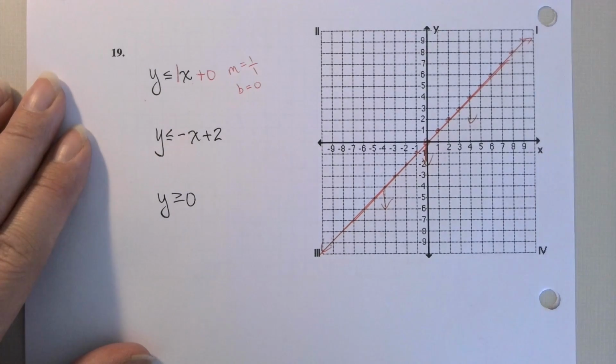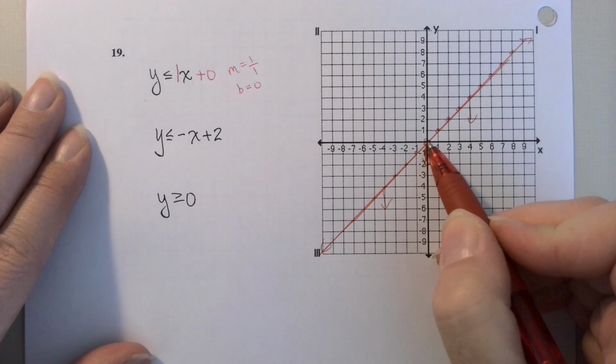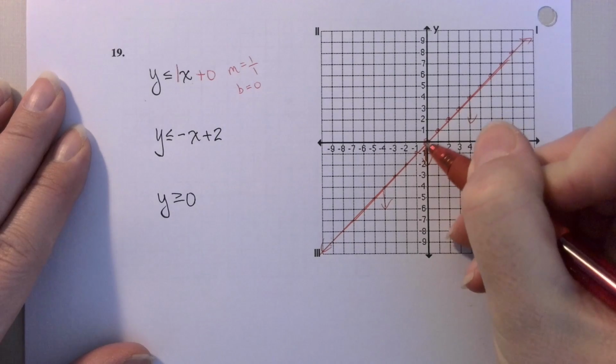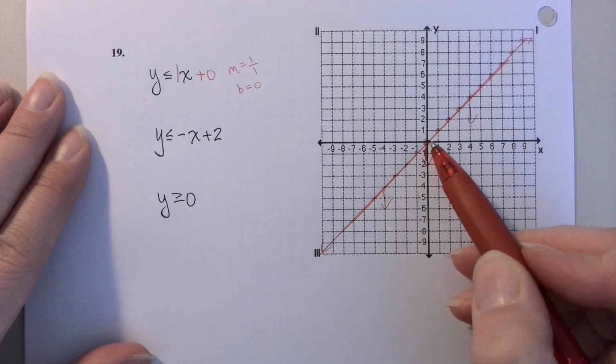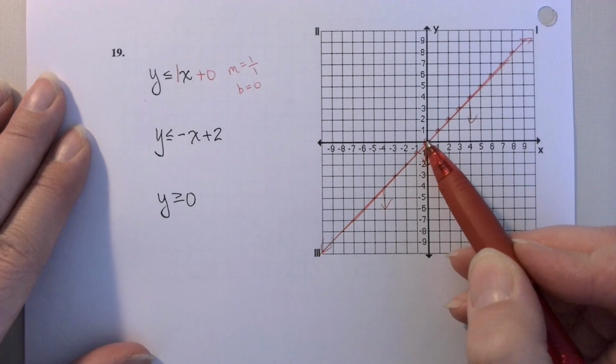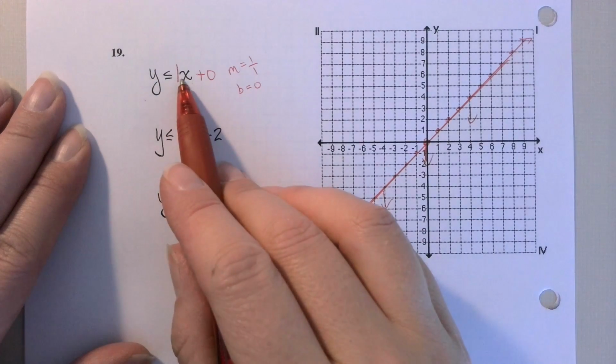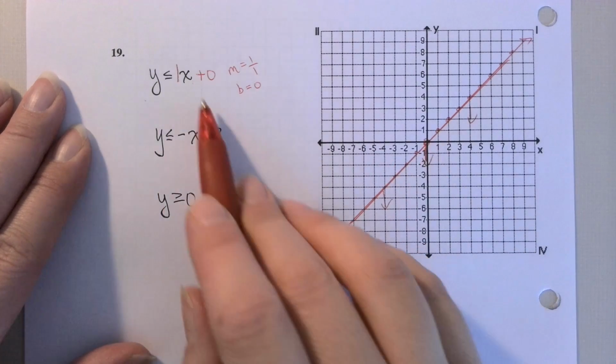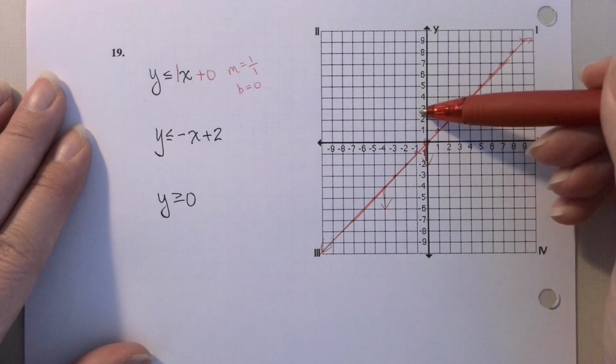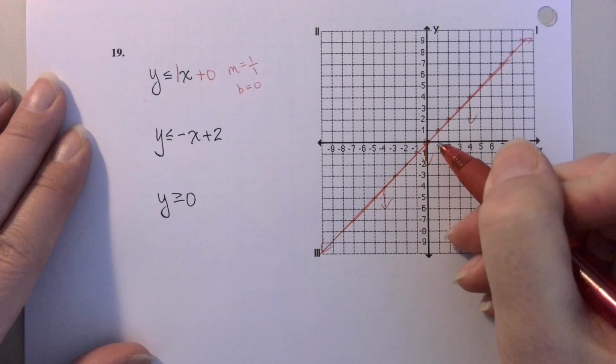The other thing you could do is a test point, but I've had some people really upset and concerned that they can't use 0, 0. And it was really frazzling them. You cannot use the point if it's on the line. If I put 0, 0 in here, it is true because it is equal to it. I need to test something above or below. So this is where I have to jump out of my box and test something like 1, 0.